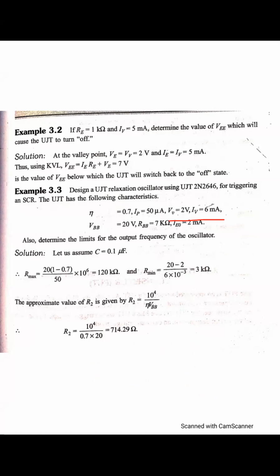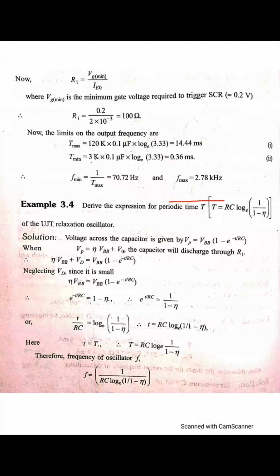So next, R1 is going to be VG minimum divided by IEO. VG minimum is the minimum gate voltage required to trigger the SCR. This is almost equal to 0.2 volts. IEO is the reverse voltage given. So R1 is equal to 0.2 divided by 2 milliamperes, so it is going to be 100 ohms. Okay, so we have calculated R1, R2.